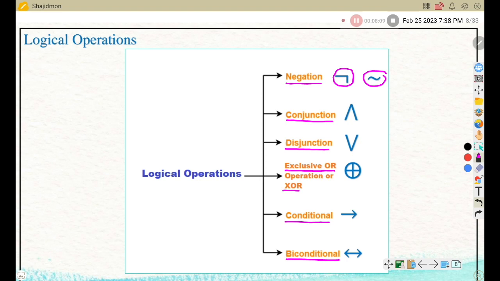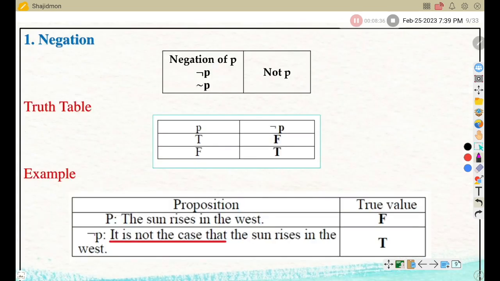So negation, this operation. Conjunction means the symbol we call the AND symbol. Disjunction means we use the OR symbol, like union and intersection, or and. And for the XOR operation we use this symbol. Conditional, a one-sided arrow; biconditional, a double-sided arrow. So we will discuss one by one what the truth values of these logical operations are. Okay, so first we are going to do negation.